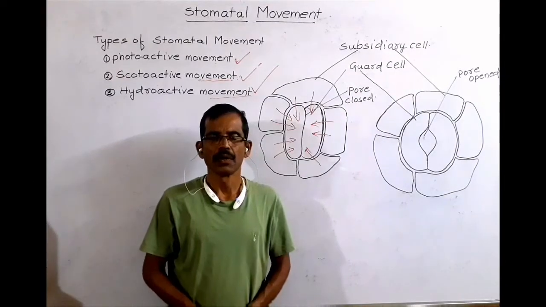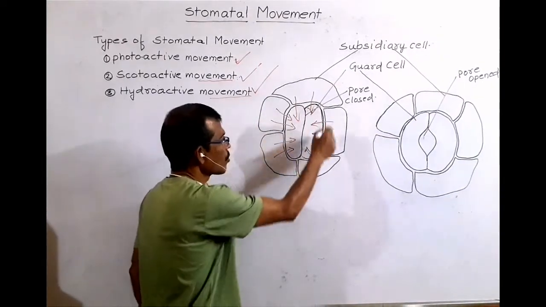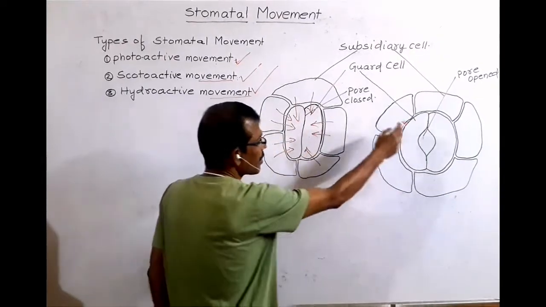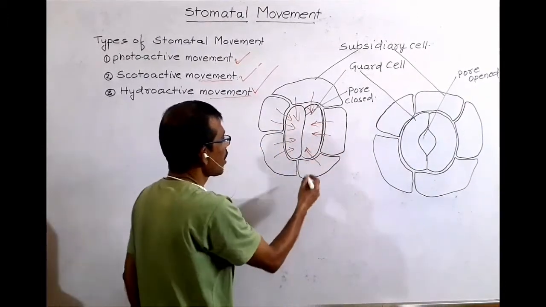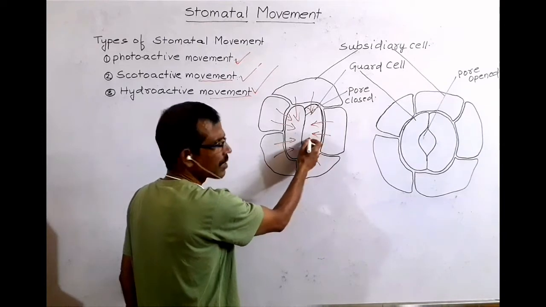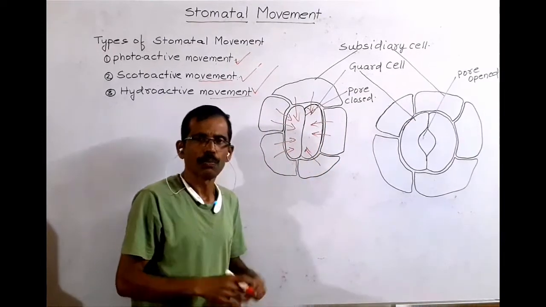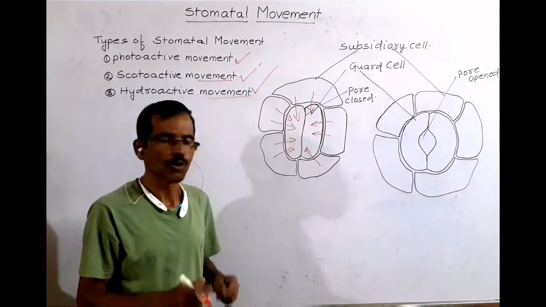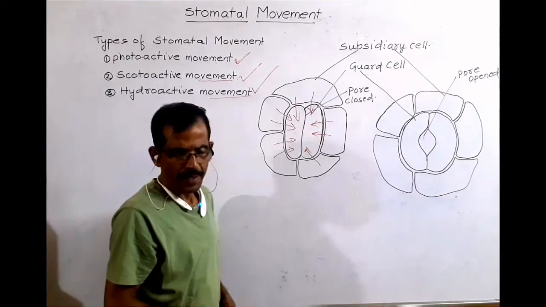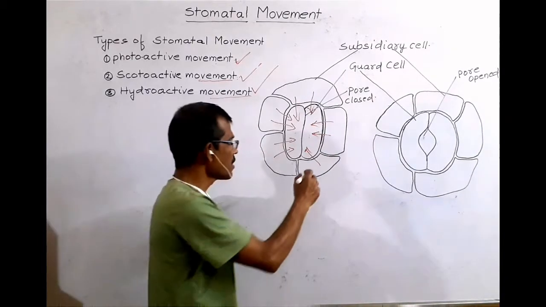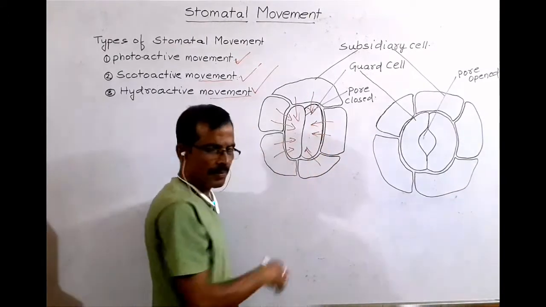Now we shall see why the stoma open. This is the figure of a closed stoma and that is the figure of an open stoma. In this closed stoma, these are the two guard cells and these are the surrounding subsidiary cells. Prior to the opening of stoma, there is ion uptake by the guard cells. In addition to this, there is biosynthesis of organic molecules inside it.